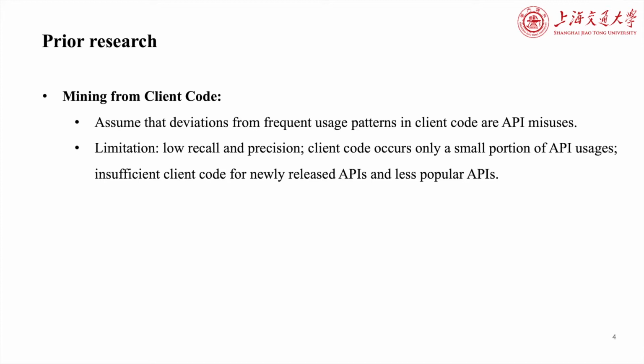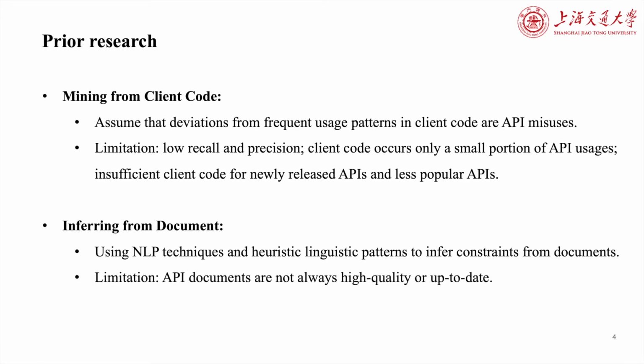Besides, it is difficult to collect sufficient client code, especially for newly released APIs and less popular APIs. The second ones infer API constraints from API documents. They typically adopt NLP techniques and heuristic linguistic patterns to infer constraints. The limitation is that documents are not always high quality or up to date.